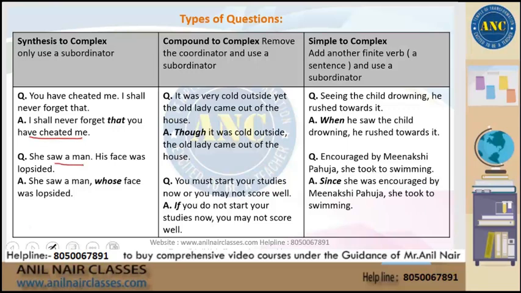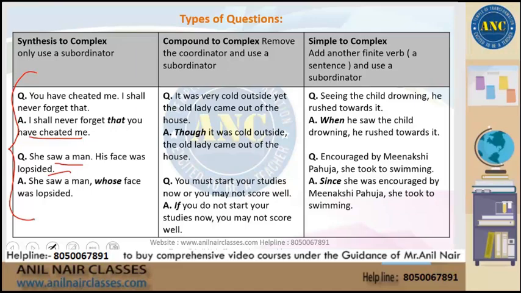She saw a man. His face was lopsided. Lopsided means disfigured. Something has happened. Maybe that person met with an accident. She saw a man whose face was lopsided. So these are ways to convert two sentences to become one single sentence. You are synthesizing them. To change compound to a complex sentence, the other way around.